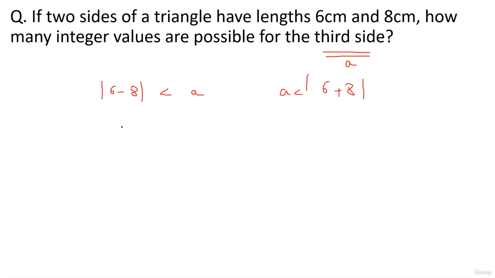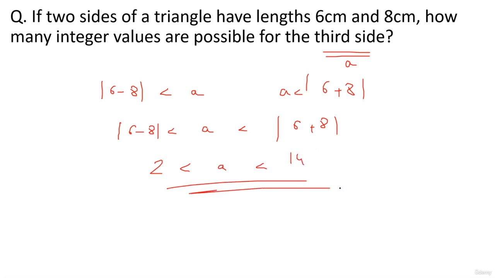So basically, A will be greater than the difference of these two sides and less than their sum. Okay, 6 minus 8, the difference is minus 2, mod becomes 2. A is greater than 2 and less than 6 plus 8 is 14, right? 2 to 14, right? Okay, so how many integer values are possible for the third side?